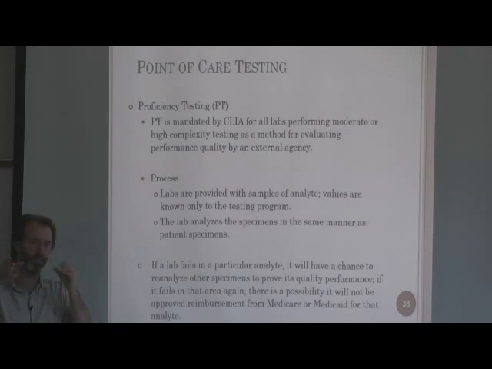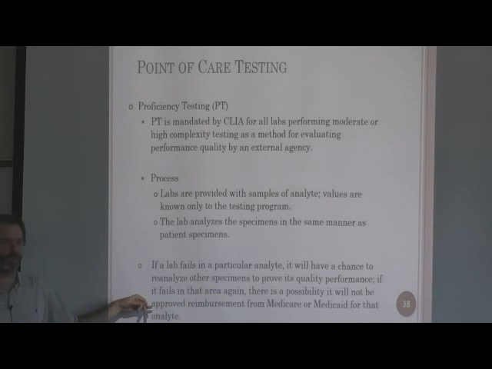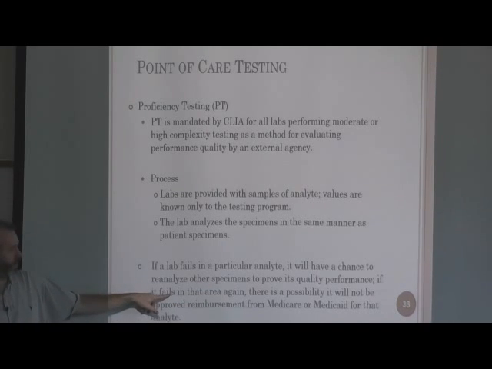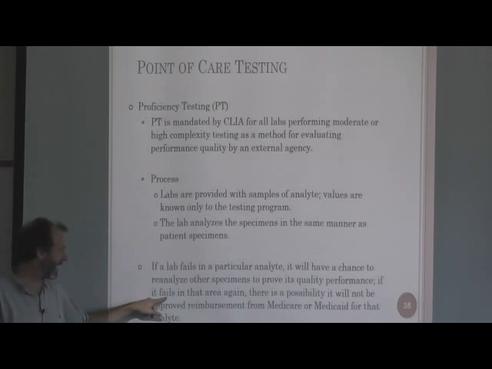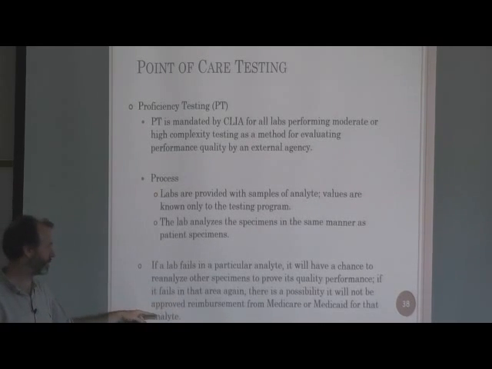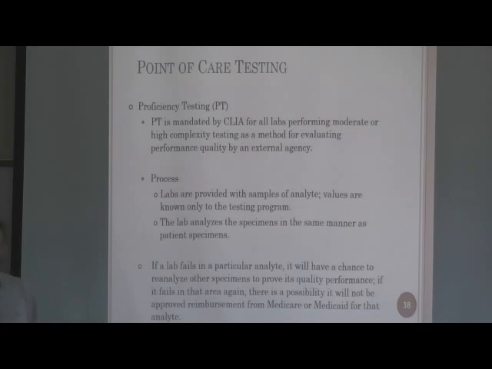There's a group mean and group standard deviation. They get their Z-score. And you're only allowed so many Z-scores until you fail. If you do fail on a particular analyte, you'll get another chance to reanalyze it, hopefully to prove its quality performance. Because, right, statistically, you might have an outlier out there. If it fails that again, then there's a possibility it will not be approved for reimbursement from Medicare and Medicaid for that analyte, right?